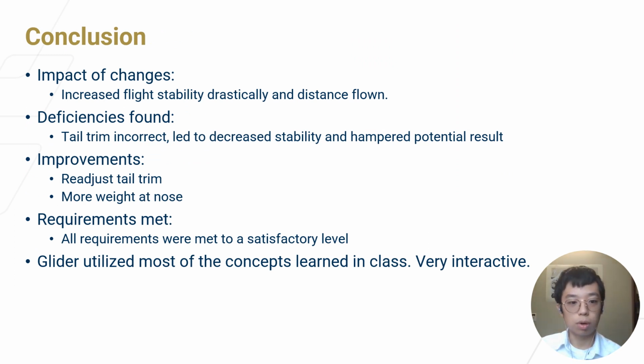The conclusion of this project is that this was a pretty fun project overall, but it also allowed us to incorporate all of the facts that we've learned throughout this class and put them together into an interactive and hands-on experience. The impact of the changes that I made was that the flight stability was increased and the distance flown was increased. The deficiencies that I found were that the tail trim was incorrect, which led to decreased stability. Further improvements that I could make would be to readjust the tail trim and add more weight, but overall, this glider far met my expectations.